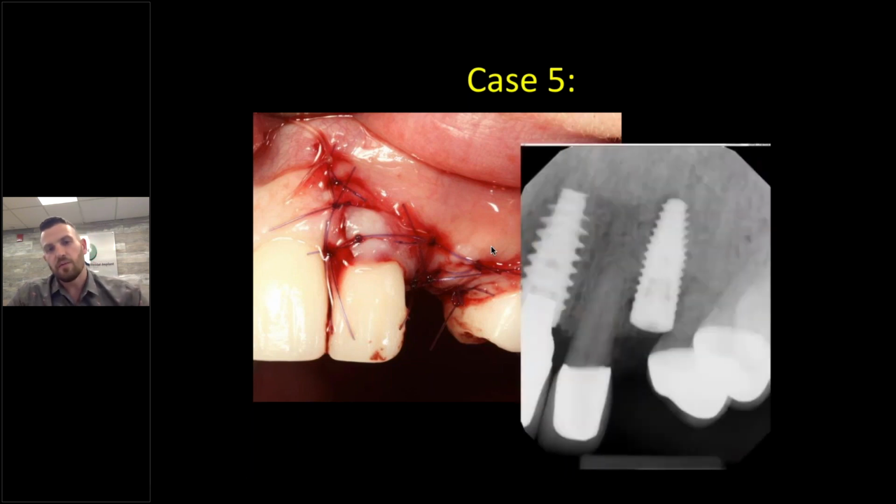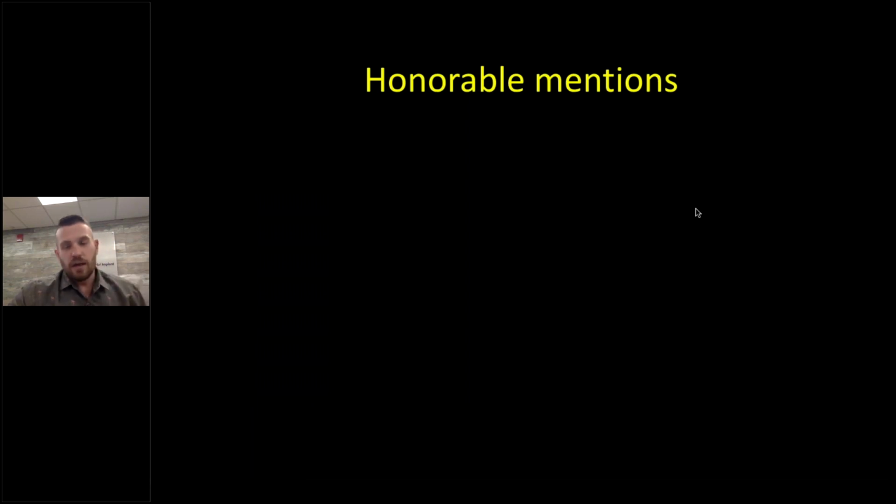And this was taken roughly 2 weeks after. The tissue still looks a little bit gnarly, so we did not take a photo, but the case itself is going to heal quite well. And those were the well-documented cases that I had. I also had some honorable mentions that I maybe had some x-rays of, or I took some intraoral photos that weren't 100% great, but I think it was a good idea to show.